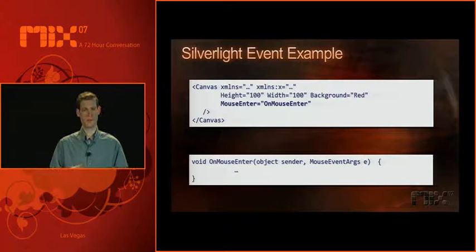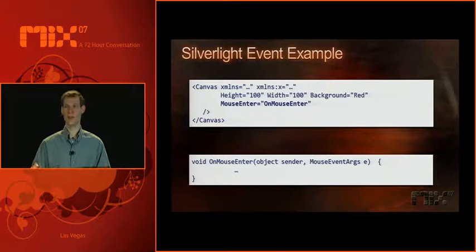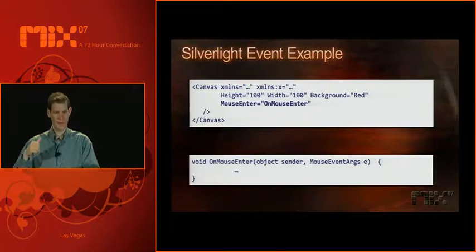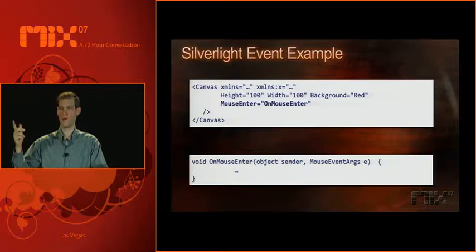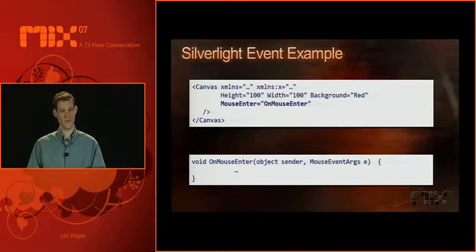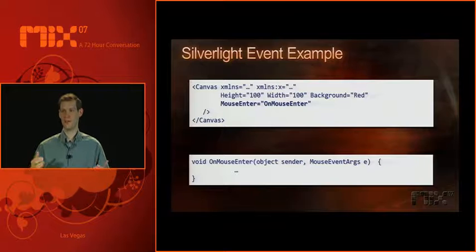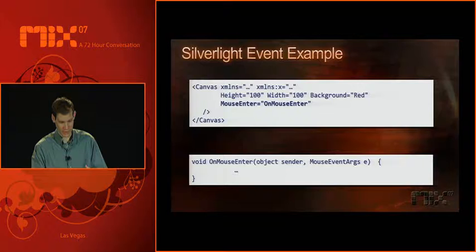The signature for this event is, again, just like every other .NET event. It's got a void return type. It's called whatever you want. It has two parameters. There's a sender parameter that tells you who sent the event, the canvas in this case. And there's an event args that tells you information about the event, like where exactly the mouse is if it's moving and entering.